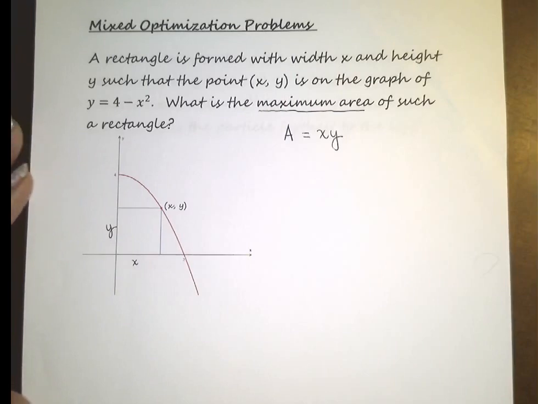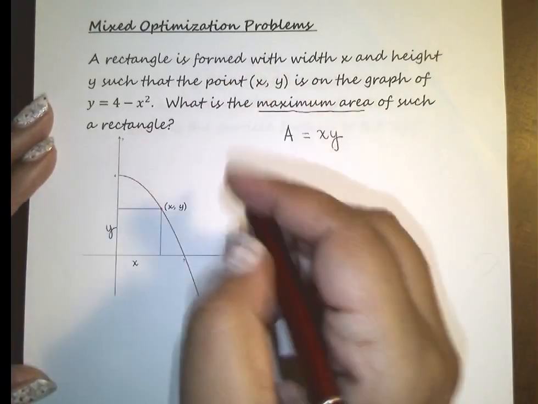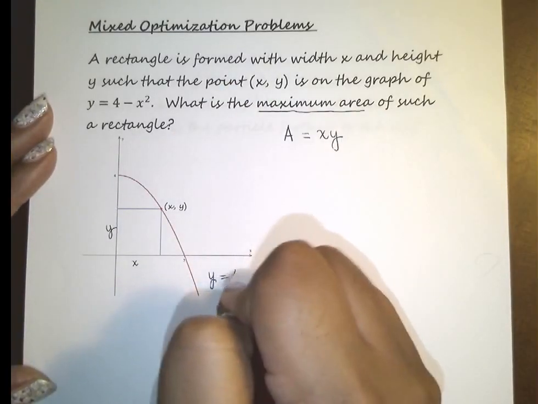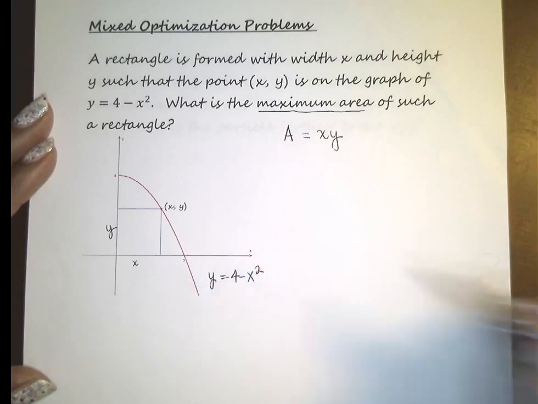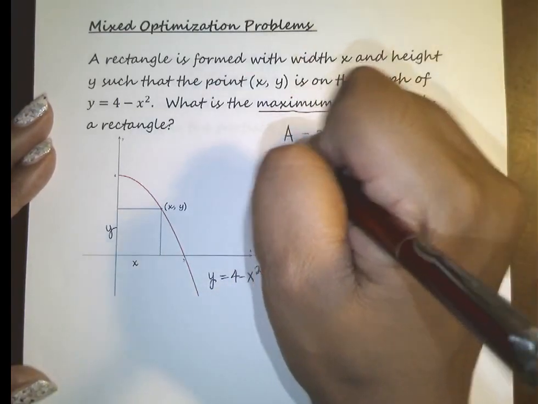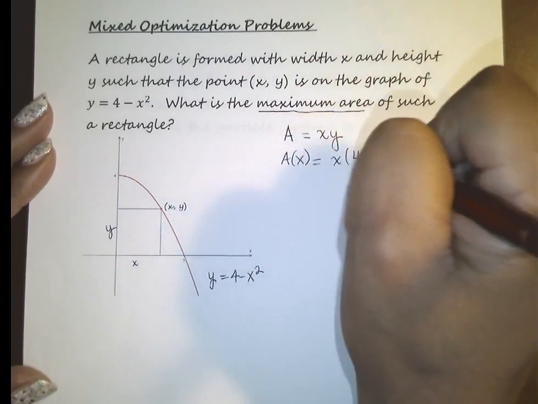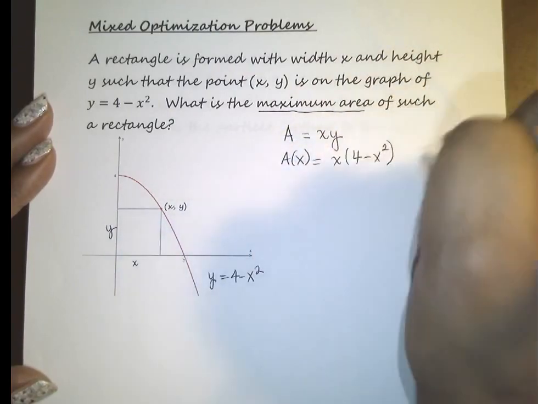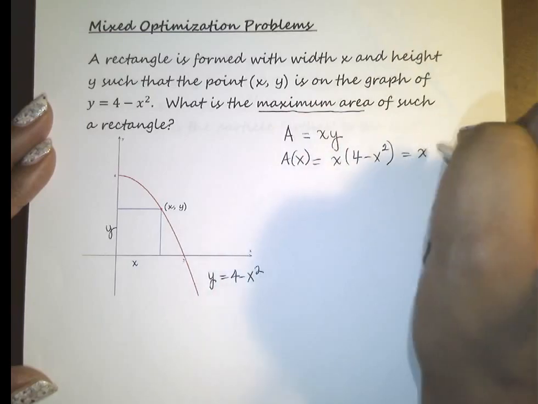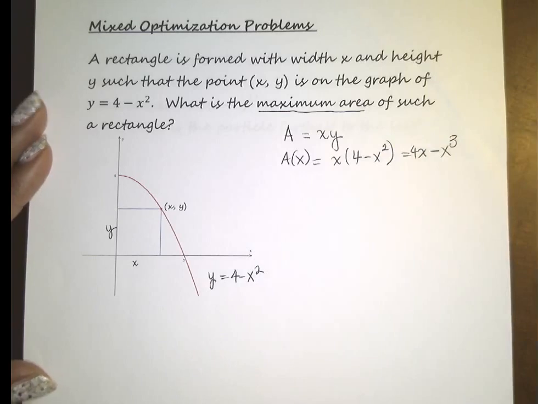But we also want to write our area as a function of one variable. Luckily, we know that this red curve is y equals 4 minus x squared. Therefore, we can rewrite the area function as A of x equals x times (4 minus x squared). And distributing the x, 4x minus x cubed is our area function.